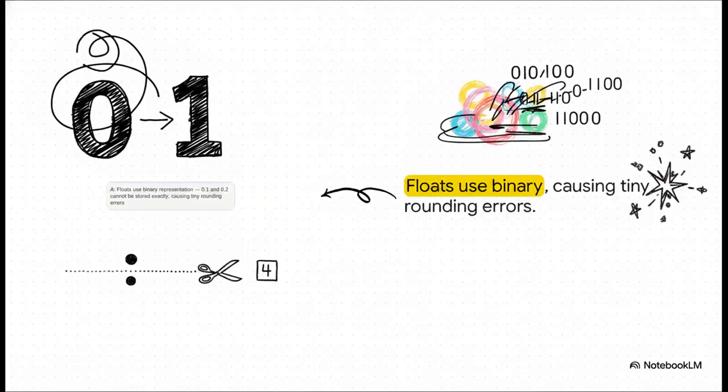Because floats use this binary representation, simple decimals like 0.1 and 0.2 just cannot be stored perfectly. The computer is forced to chop off that infinite sequence at a certain point. So when you add those chopped off numbers back together, you get these tiny rounding errors. That weird 4 at the end, it's not a glitch. It's just leftover math residue from translating base 10 to base 2 and back again.